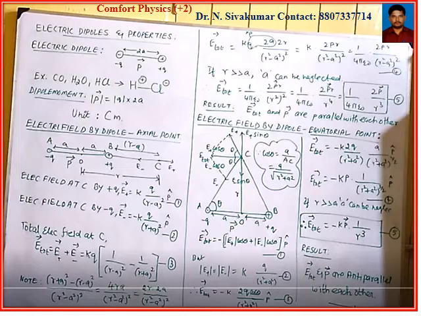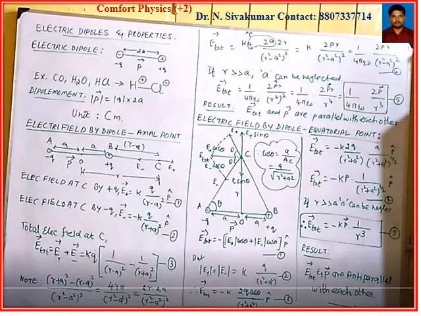The next topic: electric field due to a dipole at an axial point. What is called an axial point, sir? Here we have a diagram of a dipole, negative charge and positive charge separated by a distance 2a. From the midpoint to position A the distance is small a, and from the midpoint to point B it is also small a. Therefore, the distance between A and B is 2a.